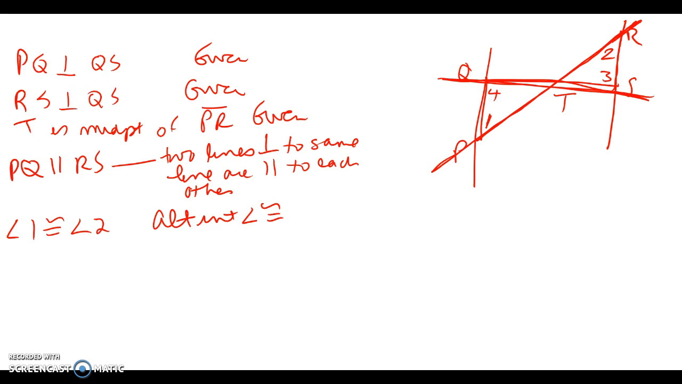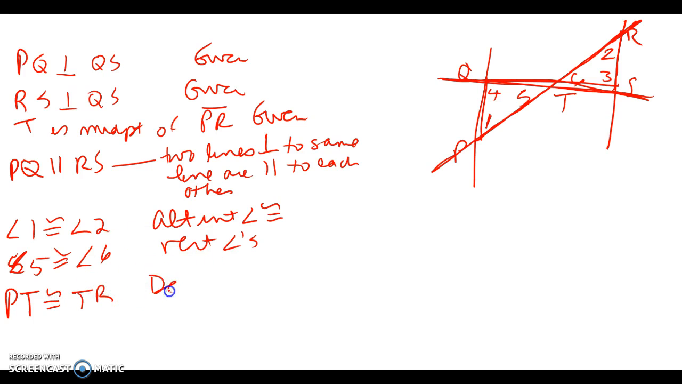Oh, we don't even need to say about 3 and 4. What we would say then is, if I label 5 and 6, why do we know angle 5 is congruent to angle 6? It's because they're vertical angles, right? And then we're going to use this midpoint. If T is the midpoint of PR, then PT is congruent to TR by definition of midpoint.